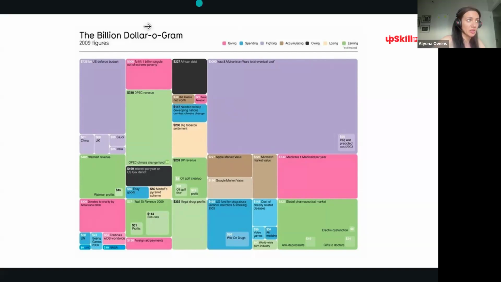This is a US budget in the $1 billion gram 2009 figures. This is what you see, like 3,000 billion. That's 3 trillion basically. And what they're showing is the Iraq and Afghanistan wars total eventual cost is 3 trillion. And it has this little one, 60 billion Iraq war predicted cost, which was 2003. So you can see that they started with a 60 billion prediction and ended up with 3 trillion expenditure on the Iraq and Afghan war total.